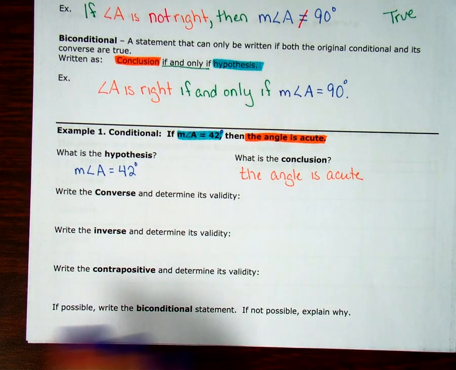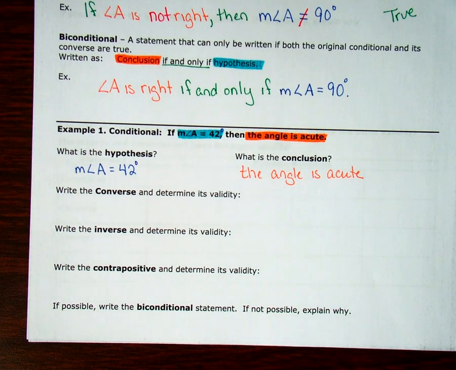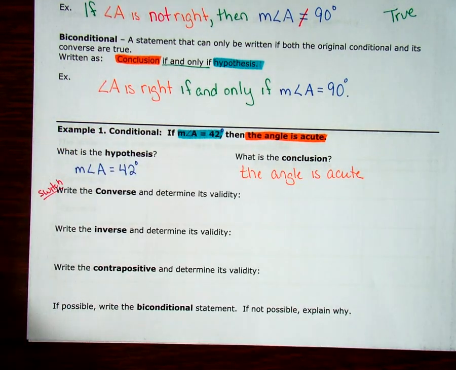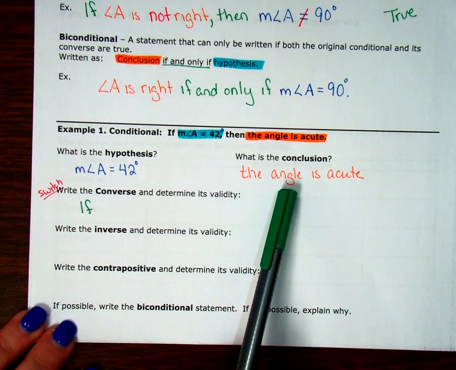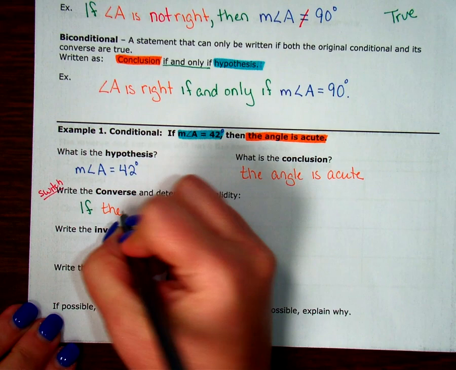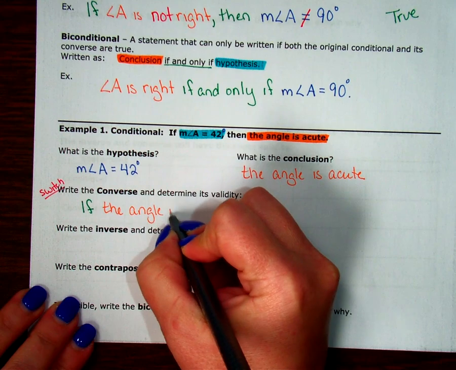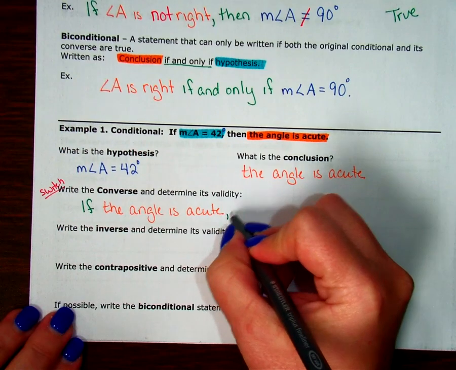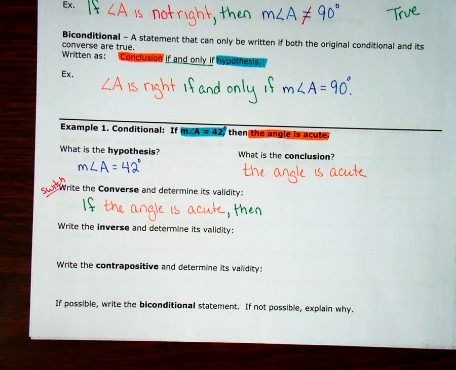Okay? All right, so converse. Remember the key word for converse is switch. So I'm going to start with if the conclusion, because I'm going to switch them. The angle is acute. If the angle, I don't even have to worry about the word it, the angle is acute, then, now my hypothesis, the measure of angle A equals 42 degrees.